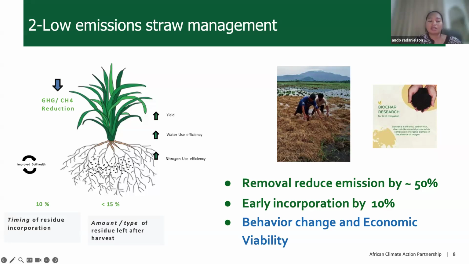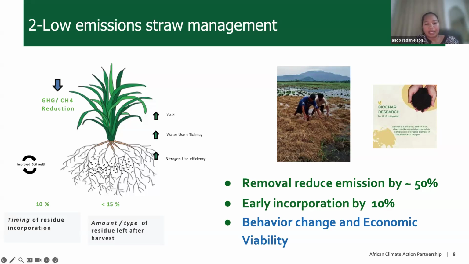And I think we have another COP with the AfCAP on that, and I think there can be some linkage there. But for straw management, the recommendation will be to provide an alternative against burning mainly, but also certainly incorporation. We can propose different solutions in terms of incorporation, because by removal, we can have reductions of emissions by 50%. And by playing on the timing of incorporation, we can have around 10%.